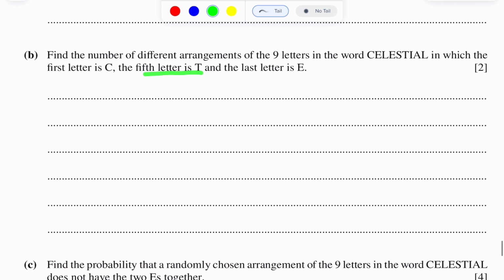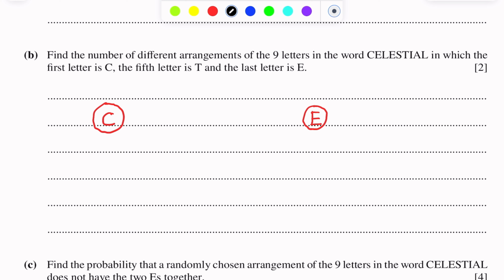So first of all we arrange the first letter, that is C. The last letter is E. This is the restriction. We have settled down C and E. And the fifth letter is T. So the remaining letters, we write first.